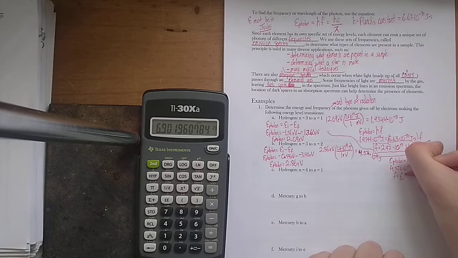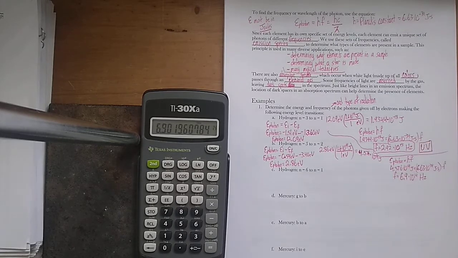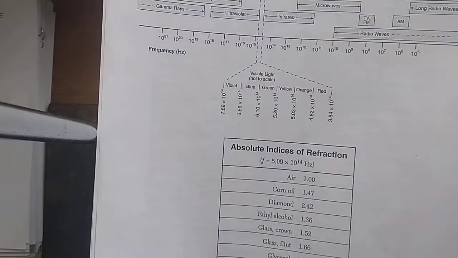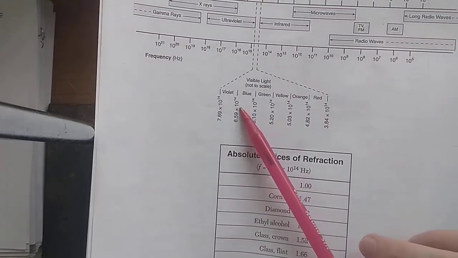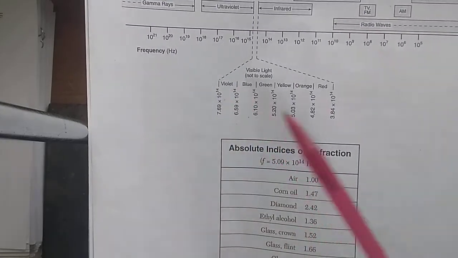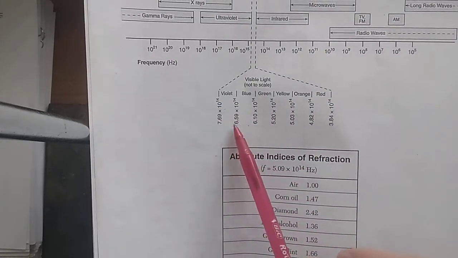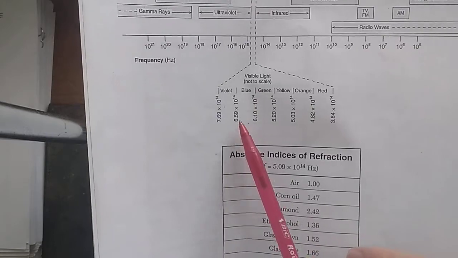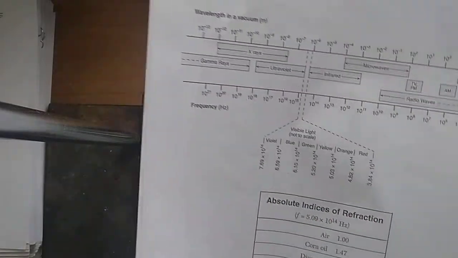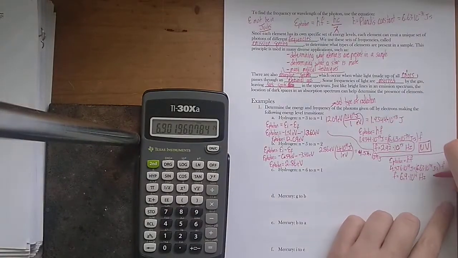The frequency is 6.9 times 10 to the 14th hertz. We look at our spectrum table. 6.9 times 10 to the 14th falls between 6.59 times 10 to the 14th and 7.69 times 10 to the 14th. These are the limits for violet, by the way. It doesn't mean violet is this. This is the lower limit for what we call violet. This is the upper limit. So 6.9 falls between those two. That means that this must be violet light.